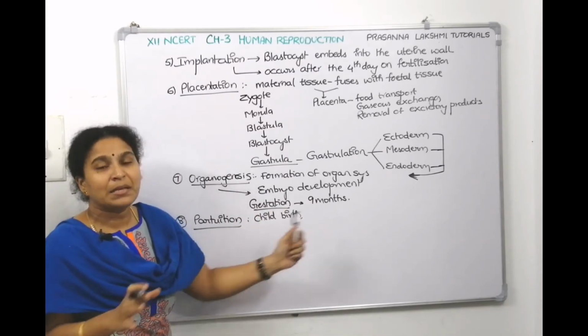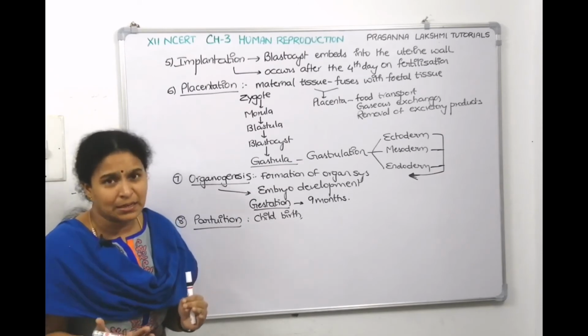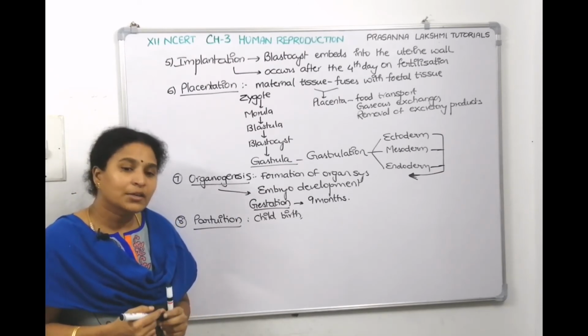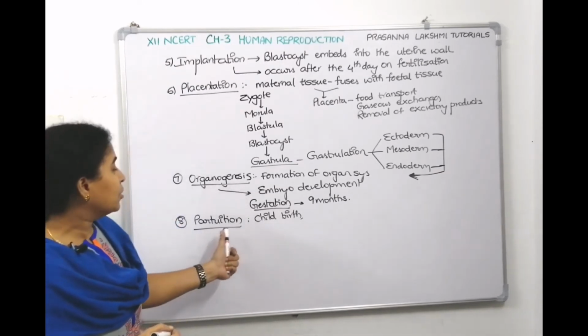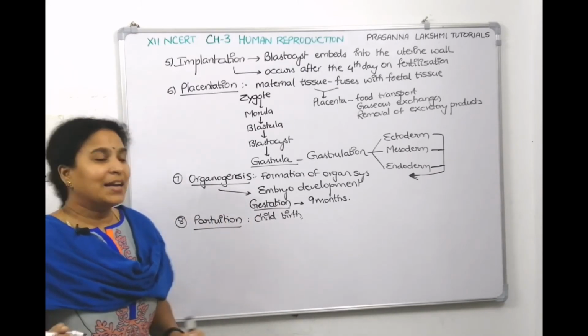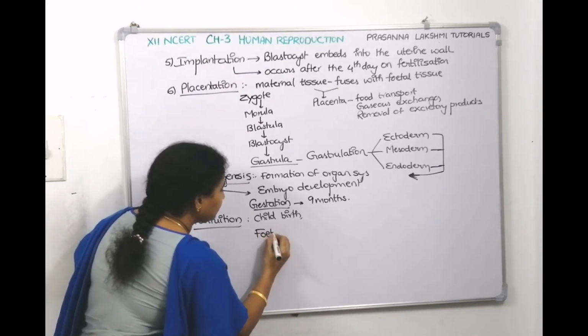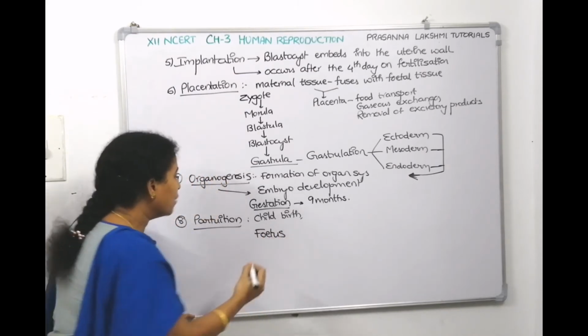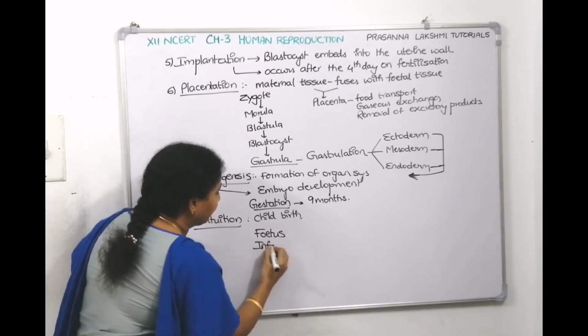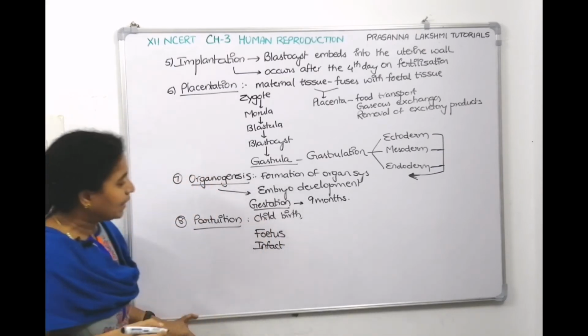After 9 months, when the baby is completely developed, the baby releases the signals. The baby tries to come out. What is it called? It's called parturition. Parturition is called childbirth. Now, when the baby is inside the mother's womb, we call it a fetus. When the baby is delivered out, we call them an infant.